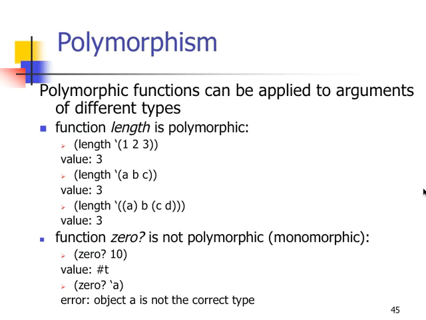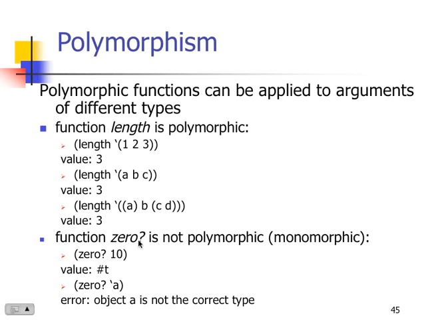It doesn't really matter what's in the list. So we have polymorphism, and this is not an object-oriented programming language, by the way. It's a functional programming language. But we have polymorphic functions that can be applied to arguments of different types. As an example, the function length: give it numbers, give it characters, give it a combination. It doesn't know what it's getting, and it doesn't really matter, it's just counting items, or atoms.